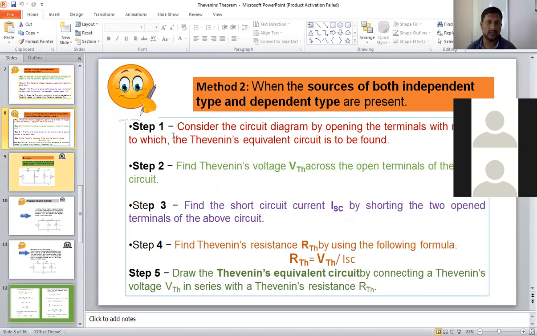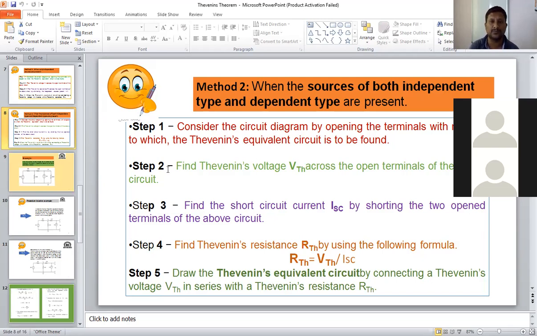In step 1, we have to identify the two terminals. If they are already mentioned in the circuit, you can take them as they are. But if not given, then you have to identify them based on the question, on which parameter they are asking to find, whether voltage across any element or current passing through any element. That element you have to consider as the load, remove it, and make those two terminals open. That is the first task. If the two terminals are already open, then there will not be any problem. With respect to those two terminals, you have to find the Thevenin equivalent circuit.